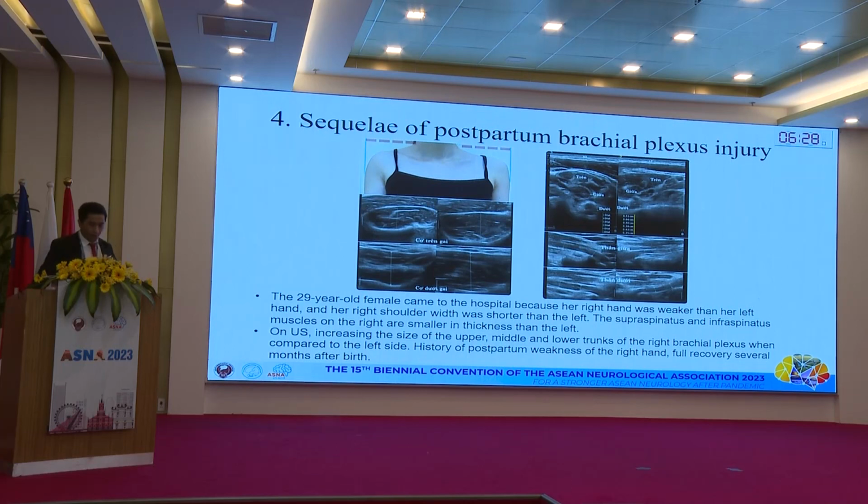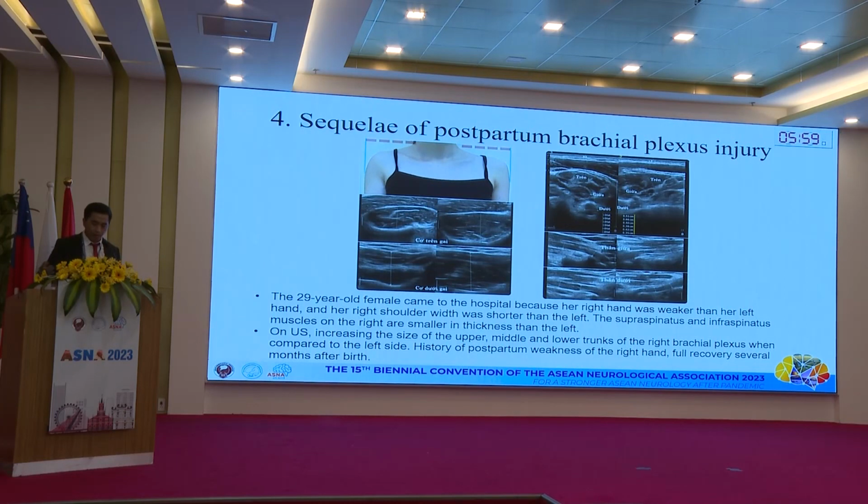Case of a post-natal brachial plexus injury. A 29 year old female came to our hospital because her right hand was weaker than her left hand, and her shoulder width is shorter than the left. You can see the picture here. You can see the right shoulder is shorter than the left side. And she wants to ask why she has this.